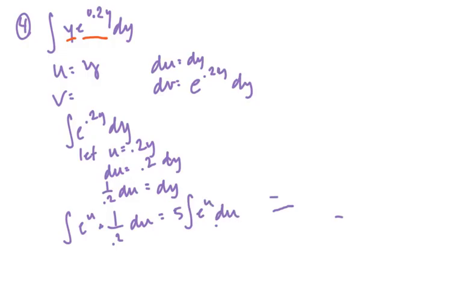And the integration of e to the u is e to the u. So this gives us 5 e to the u, which is 5 e to the 0.2 y. Now that's important. We're going to come back to that. So we put that back up here in v. We're moving back up here. So v equals 5 e to the 0.2 y.